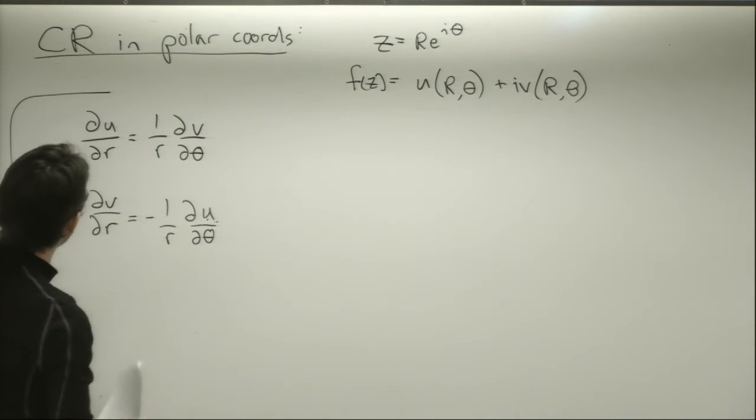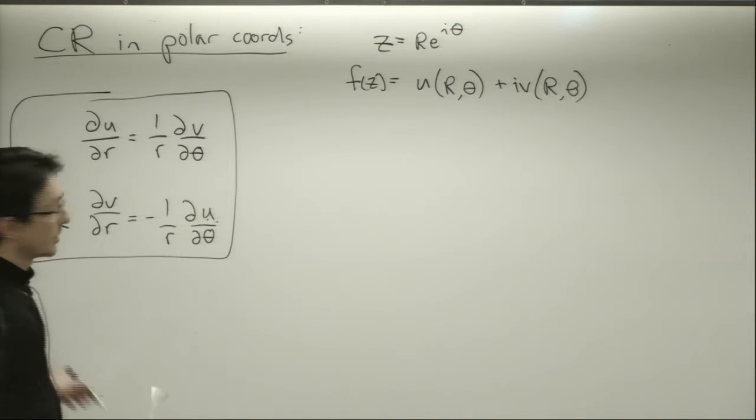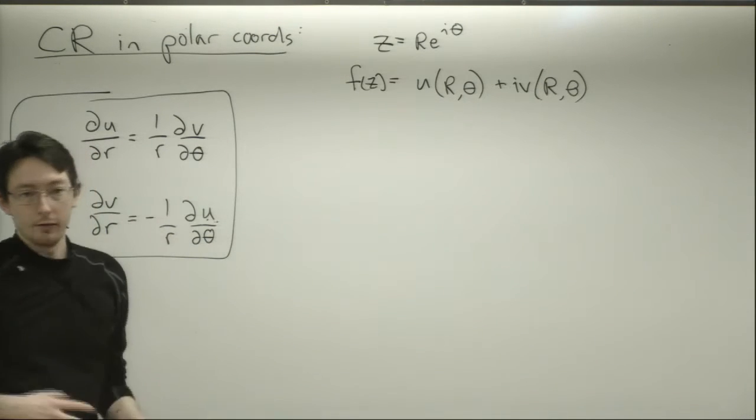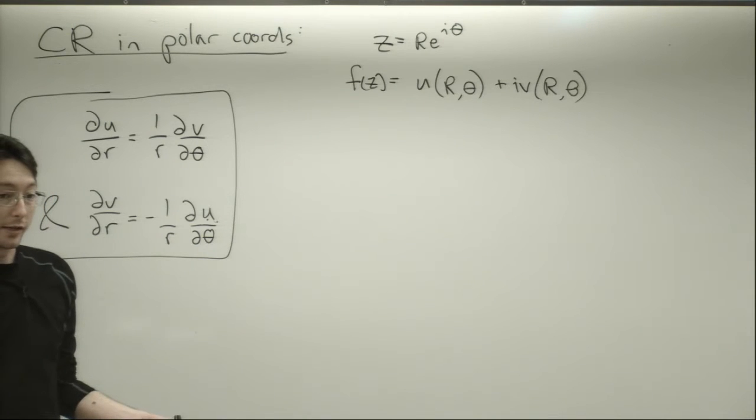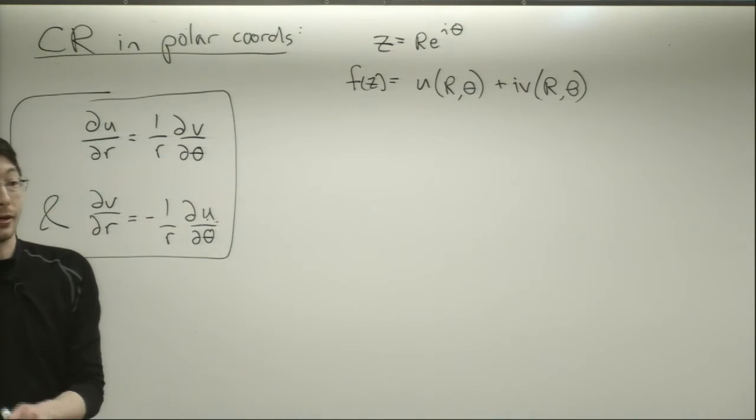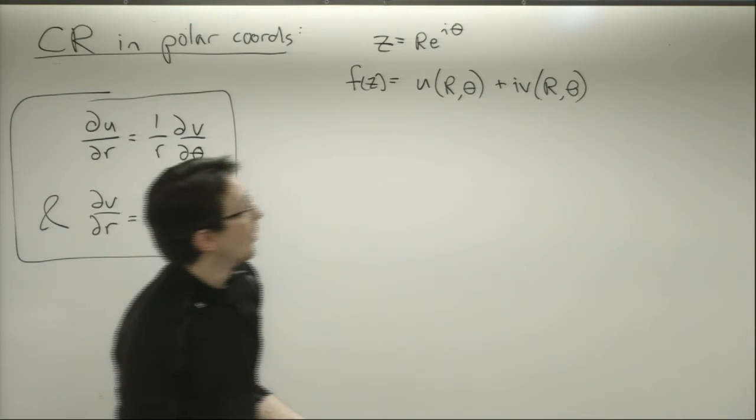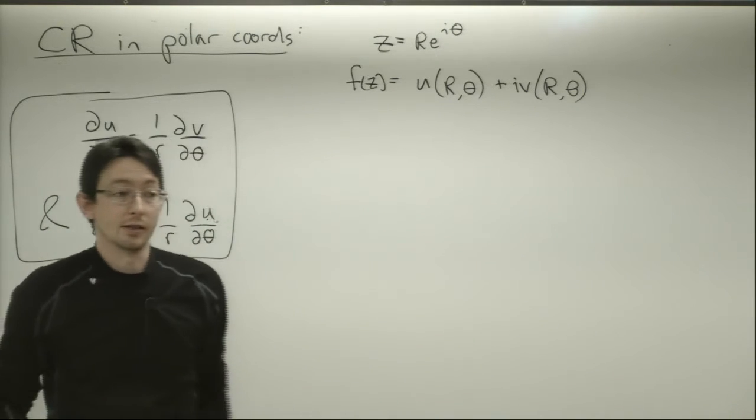So these are the polar coordinate Cauchy-Riemann conditions. Okay? And these are useful for demonstrating that certain functions are analytic that are more easily expressed in polar coordinates. So of the functions that we've looked at, what are some functions that are more easily expressed in polar coordinates?